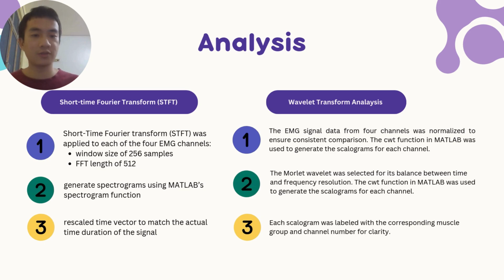The short time Fourier transform is applied to each of the four EMG channels, with a window size of 256 samples and an FFT length of 512. Then we generate the spectrograms using the MATLAB spectrogram function, and then rescale the time vector to match the actual time duration of the signals. For the wavelet transform analysis, the EMG signals from the four channels are normalized first to ensure consistent comparisons, and then the CWT function in MATLAB was used to generate the scalograms for each channel.